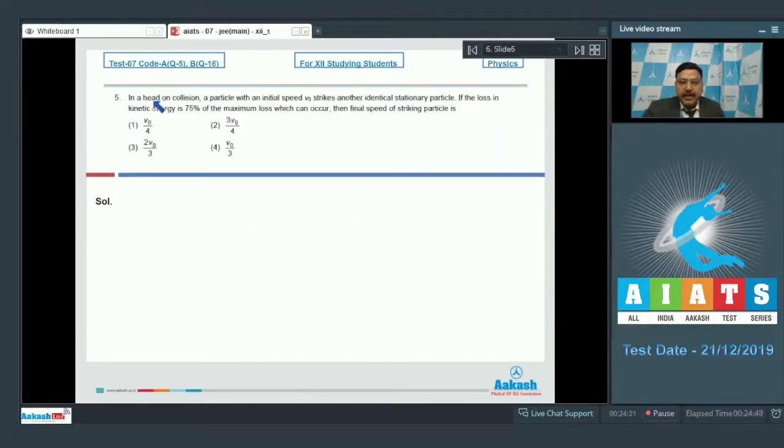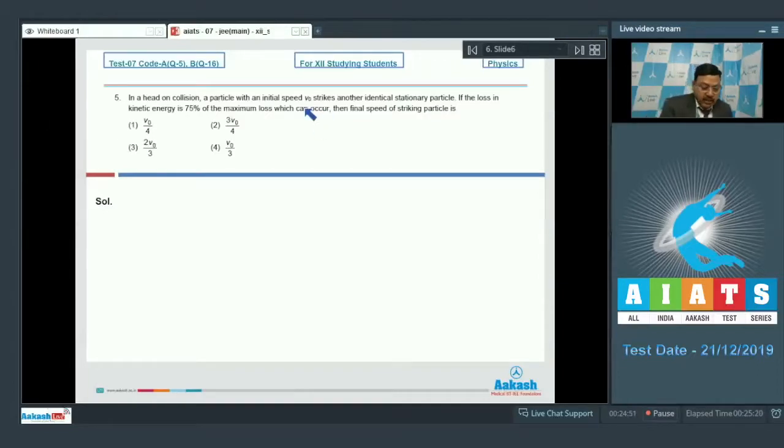Question 5 says, in a head-on collision, a particle with an initial speed v0 strikes another identical stationary particle. If the loss in kinetic energy is 75% of the maximum loss which can occur, then final speed of striking particle is. Well, obviously the question is based on head-on collision between two particles of equal mass, one of which is stationary.